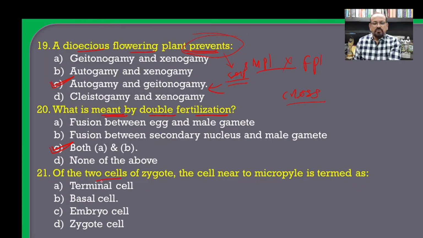Then of the two cells of the zygote, the cell near the micropyle is termed as. We see the structure of the ovule and development of the embryo from the zygote. After the first division there is formation of one apical cell and one basal cell, and the basal cell is always present towards the micropyle, and hence here B is the correct option for this question.